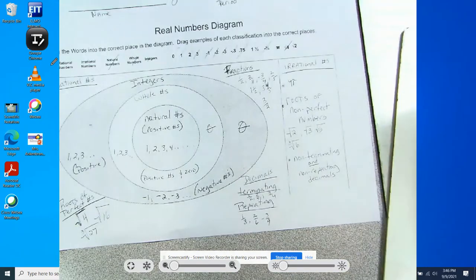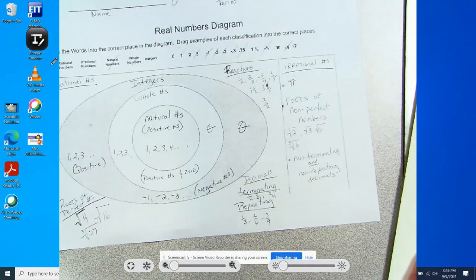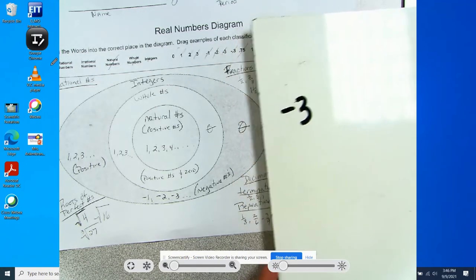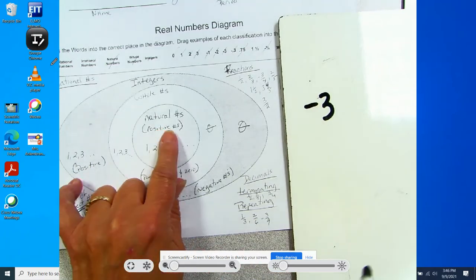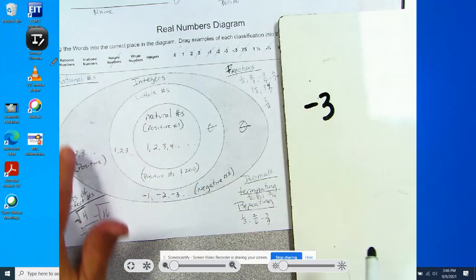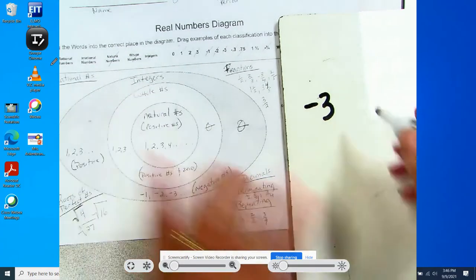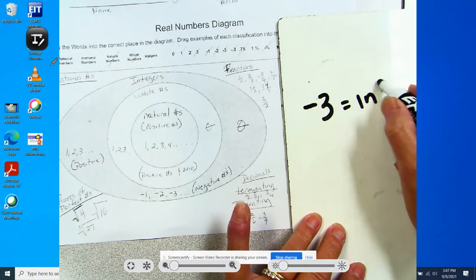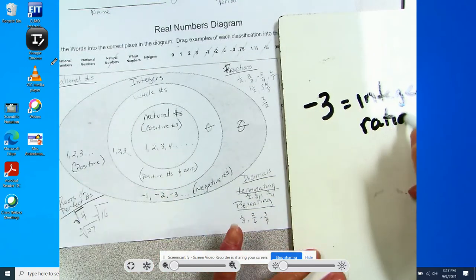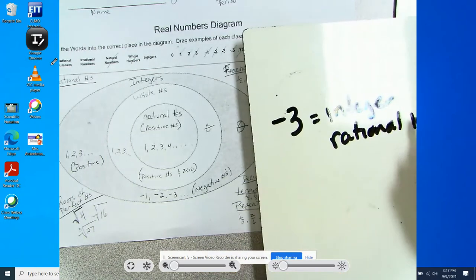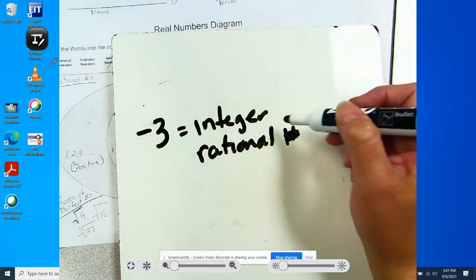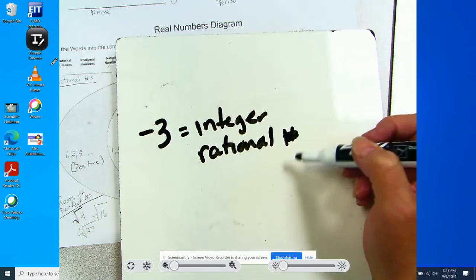What if I gave you something like -3? So -3, it's not natural, it's not whole because it doesn't have negatives. -3 falls in for the first time here in integers. So -3 would be an integer, and then it would be rational. So these would be the classifications for -3. You would tell me it's an integer and it's rational, and that would be it.